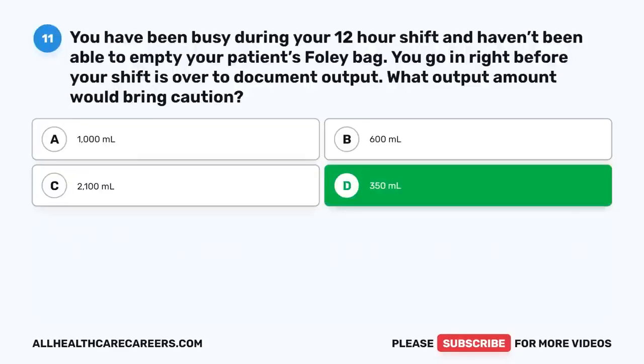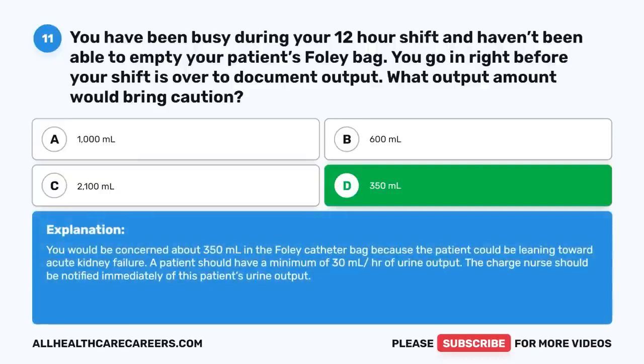350 milliliters. You would be concerned about 350 milliliters in the Foley catheter bag because the patient could be leaning toward acute kidney failure. A patient should have a minimum of 30 milliliters per hour of urine output. The charge nurse should be notified immediately of this patient's urine output.